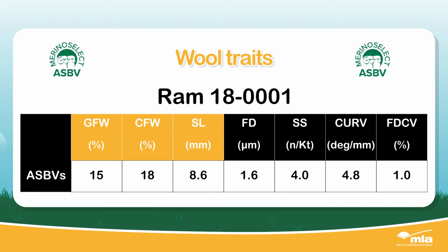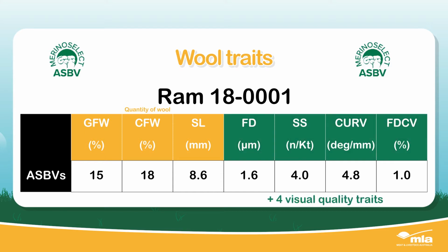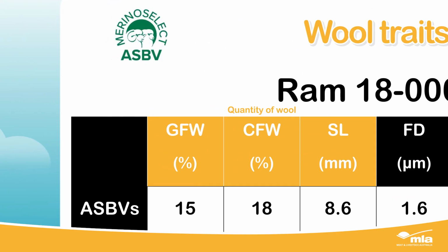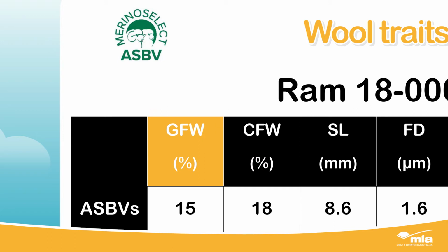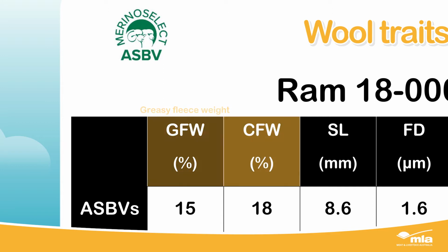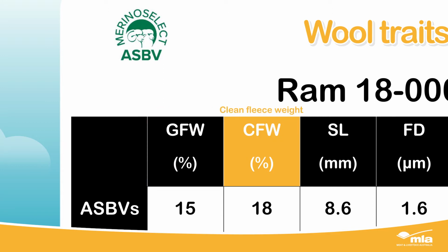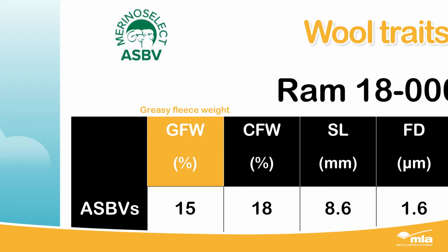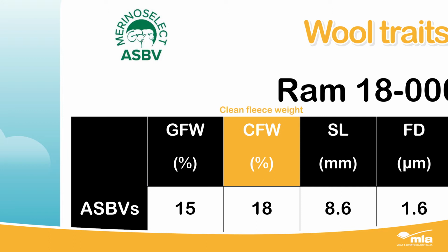There are 3 wool traits relating to quantity of wool and 8 traits relating to quality of wool. Let's look at wool quantity traits. GFW is greasy fleece weight and is expressed as a percentage. CFW is clean fleece weight, also expressed as a percentage. Greasy fleece weight refers to the fleece and animal cuts. Clean fleece weight is relative to yield after washing and is how wool is paid for.